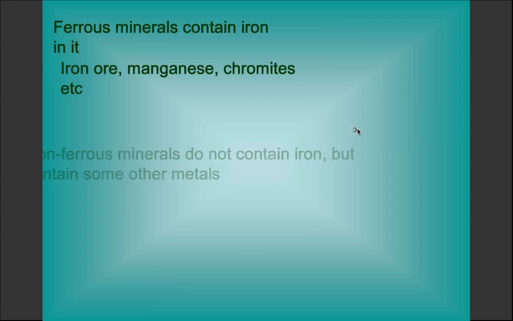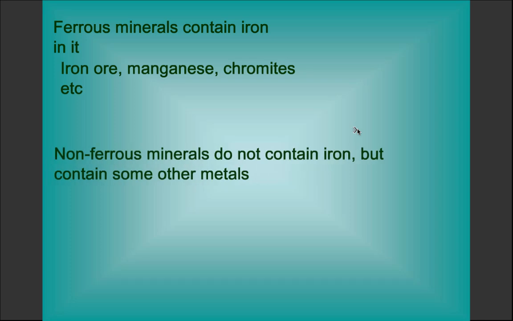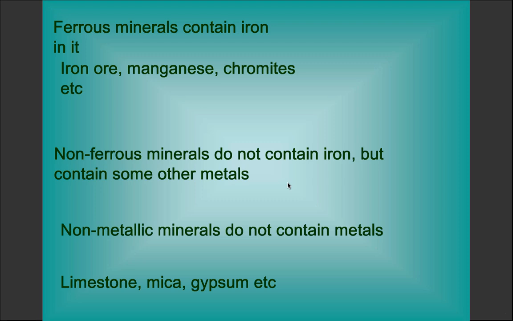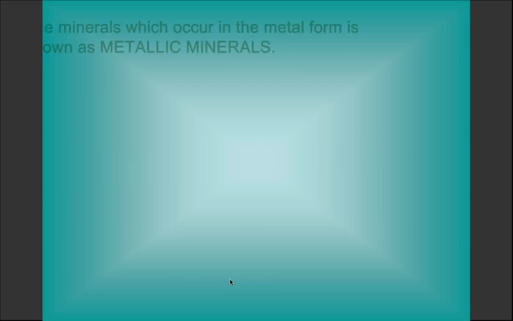So ferrous minerals contain iron, manganese, chromites. Non-ferrous minerals do not contain iron, but have some other metals. And non-metallic minerals do not have metals. So that would be minerals like limestone, mica, gypsum.